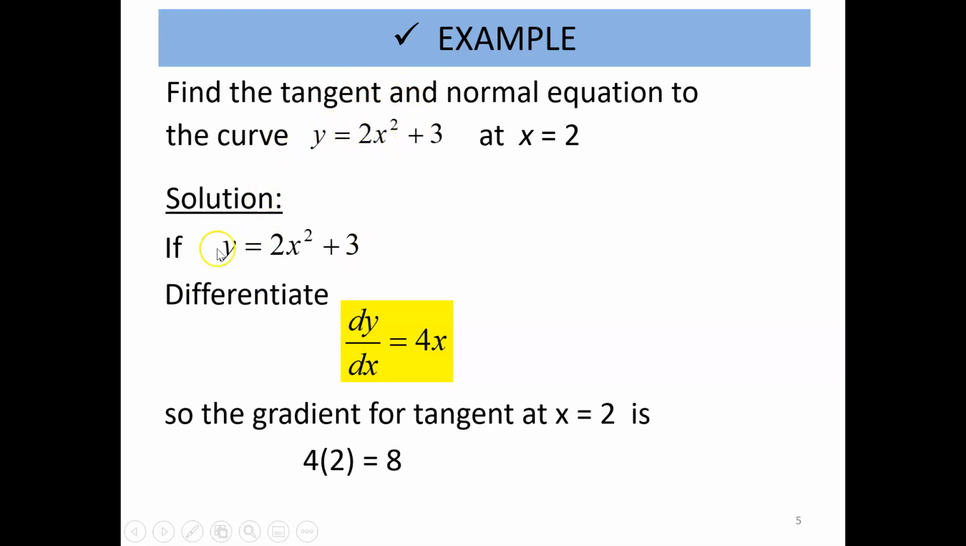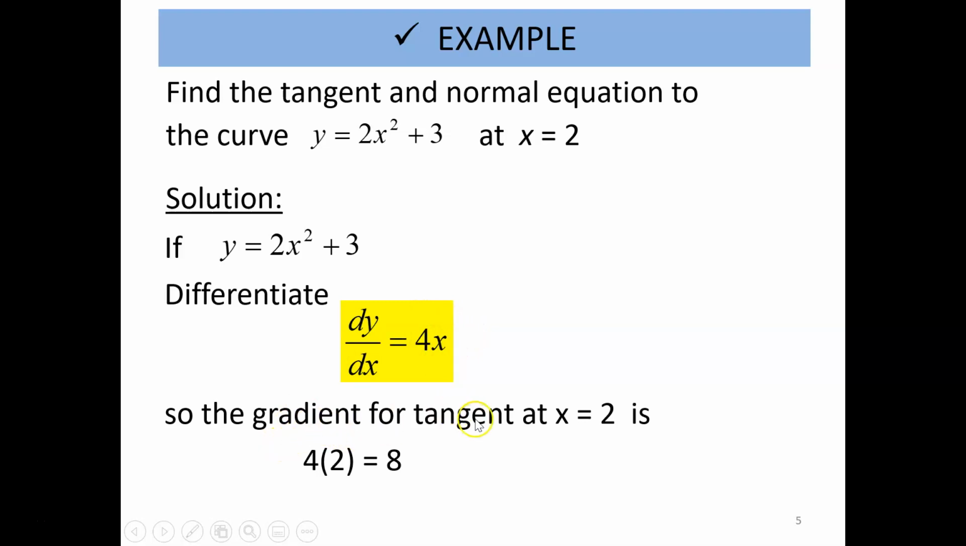From this function y equal to 2x squared plus 3, we're going to differentiate it so that you have dy over dx, also known as the gradient. So when you differentiate 2x squared, you get 4x. You differentiate 3, you get 0. So this is your gradient.